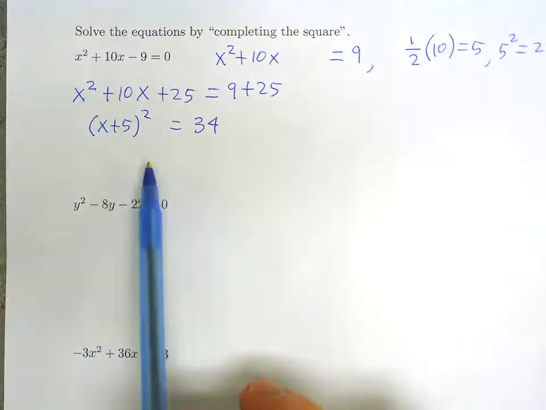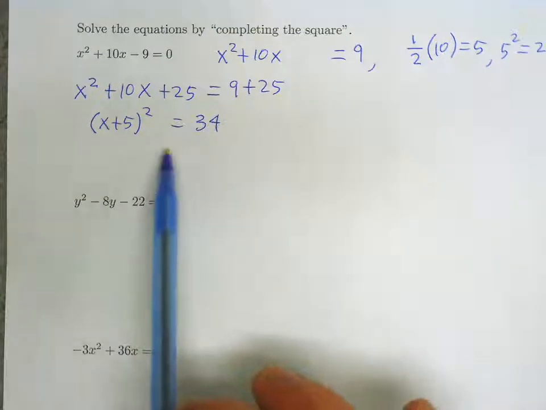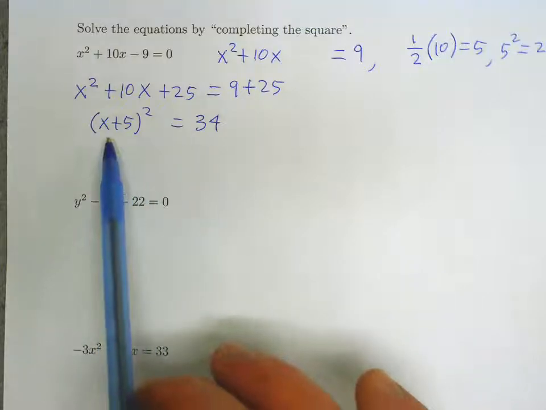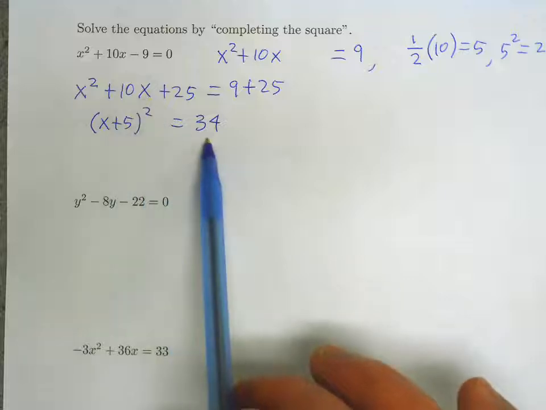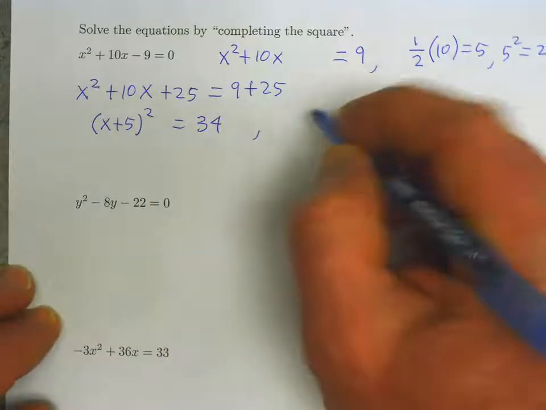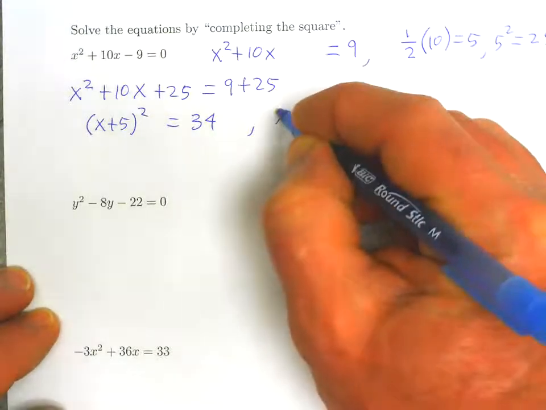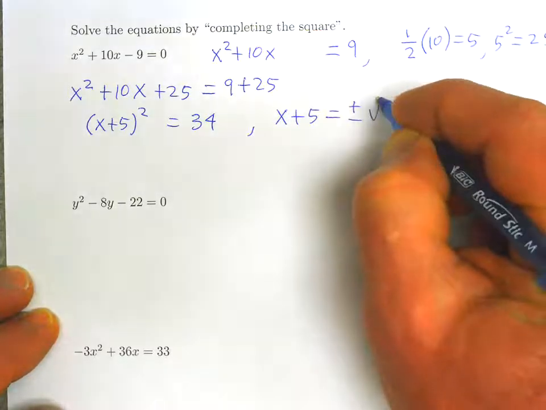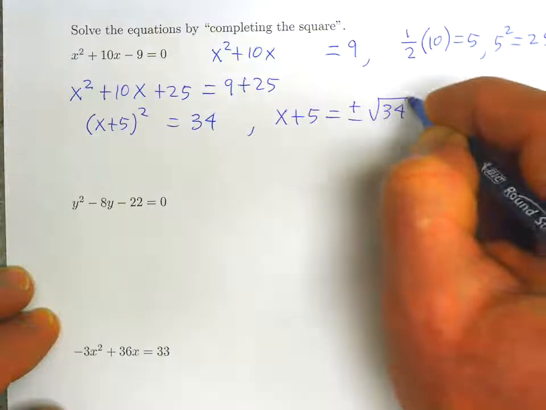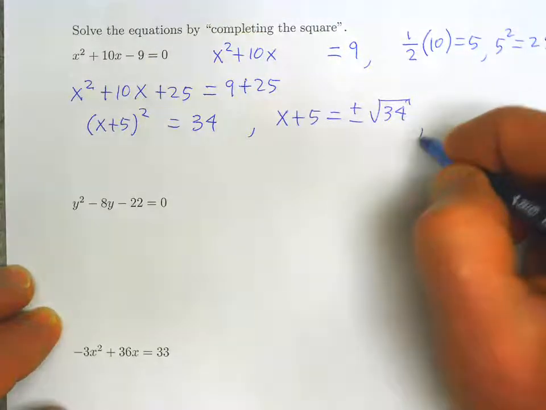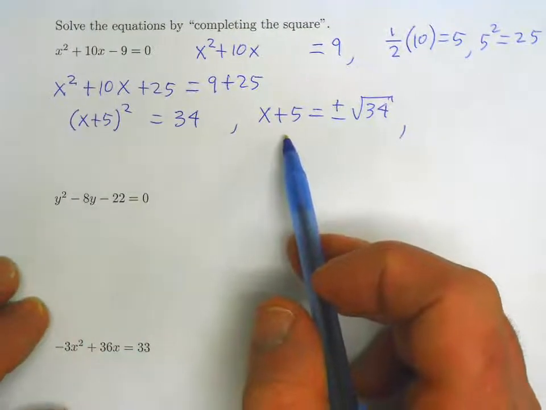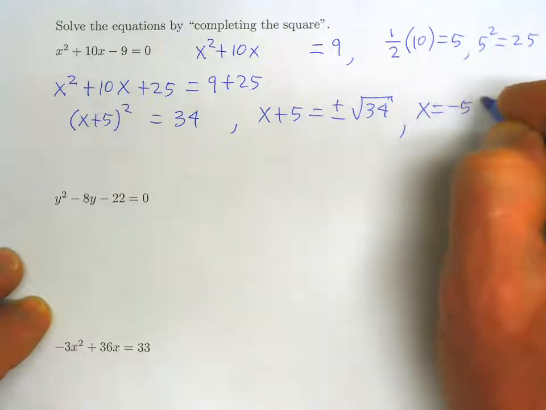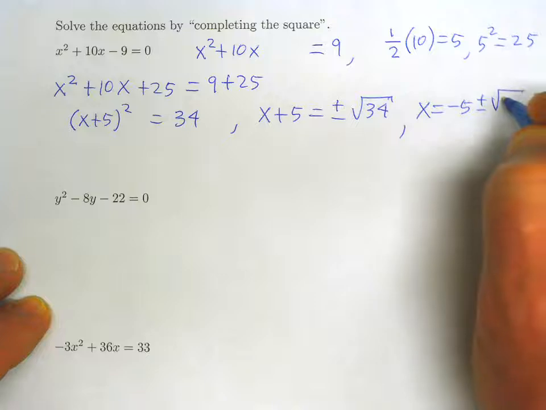And now we can solve this equation the way we did yesterday in section 9.1. We can apply the square root property. So if x plus 5 squared equals 34, then applying the square root property, we get x plus 5 equals positive and negative square root of 34. And then subtract 5 from both sides. We get x equals negative 5 plus and minus the square root of 34.